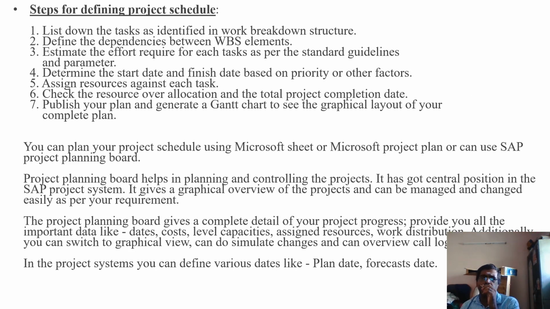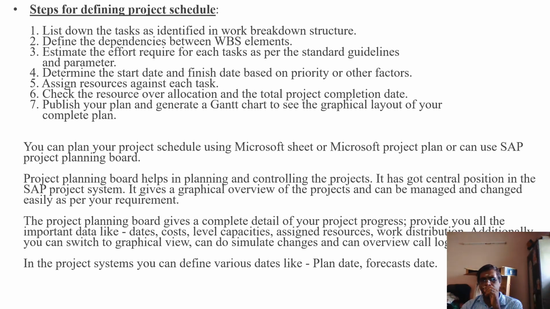The next topic is steps for defining the project schedule. First, we need to list down the tasks as identified in the work breakdown structure. Secondly, define the dependencies between WBS elements. Third, estimate the effort required for each task as per the standard guidelines and parameters decided by the project team, the manager, the stakeholders and the client. Then determine the start date and finish date based on priority or other factors. Assign resources against each task.